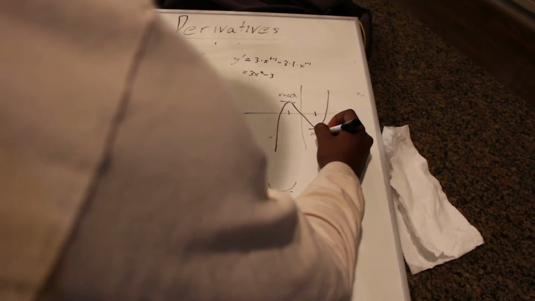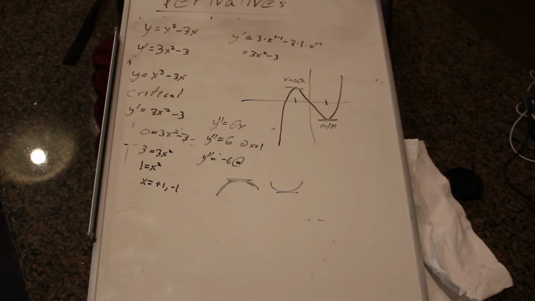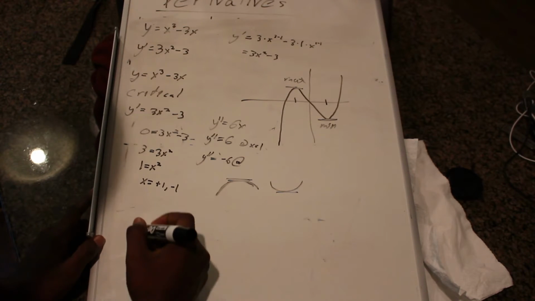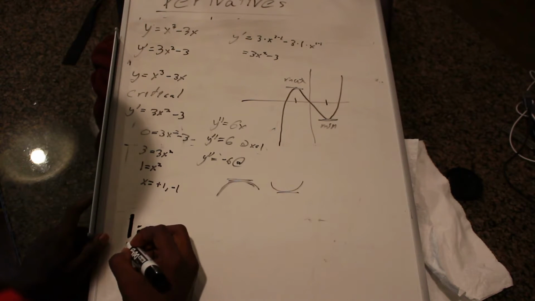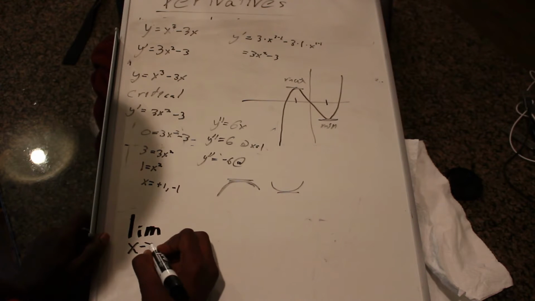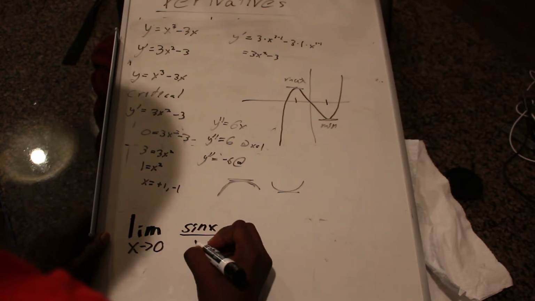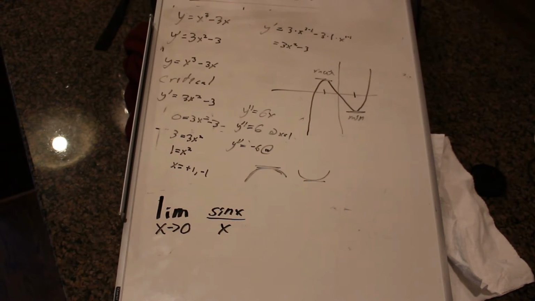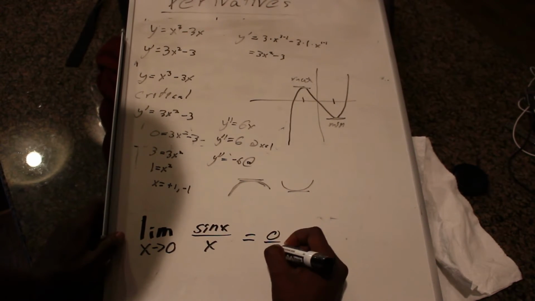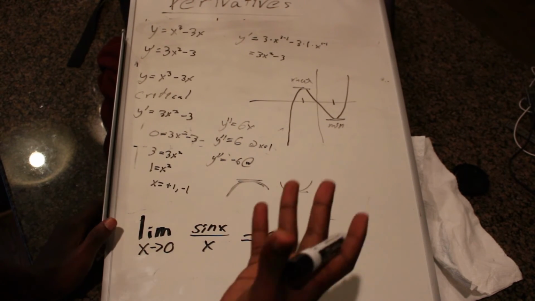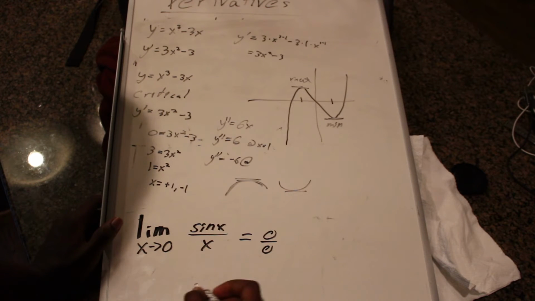Moving on to the L'Hopital application for derivatives. With L'Hopital's, we can do some pretty interesting things like solving problems that don't seem to have a solution. So in this case, we'll do the limit as x goes to 0 of sine x divided by x. If we did this normally, we would just get 0 over 0, which does not equal anything really. It's indeterminate. So we have to take the derivative of the top and the bottom.